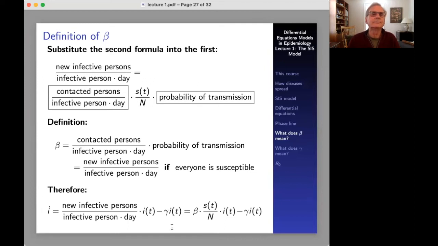So if I substitute for this, beta times S over n, what this is is just beta times S over n times I, this first term here. This new infective persons per day is just this stuff, which is beta times S over n. Then we've got the I, and then we've got minus this other.